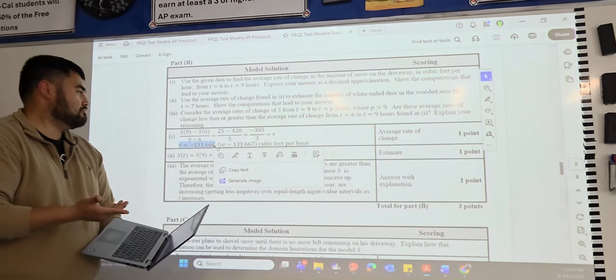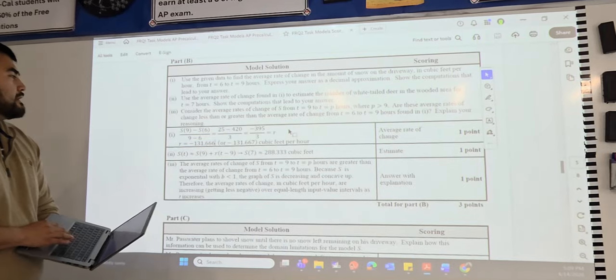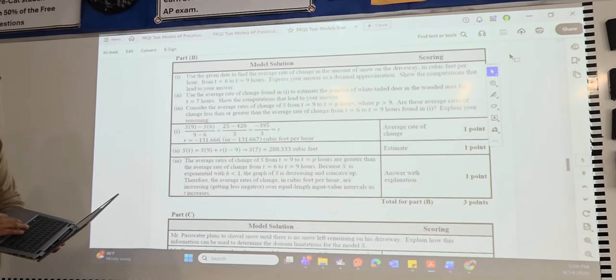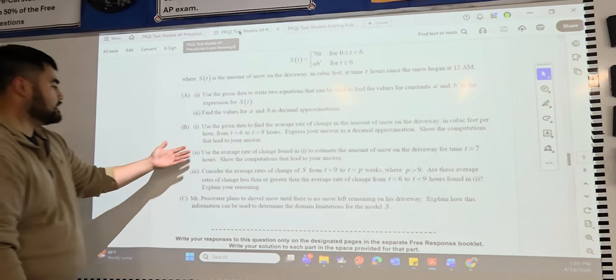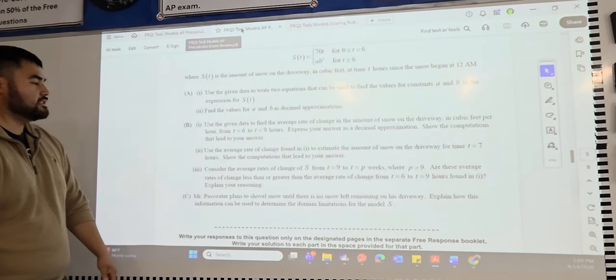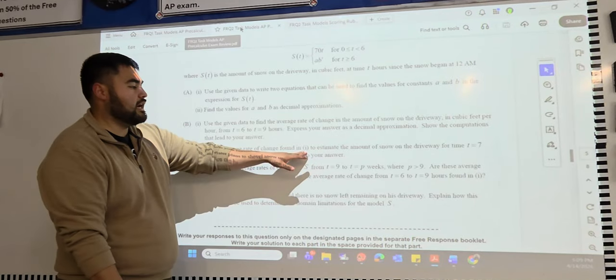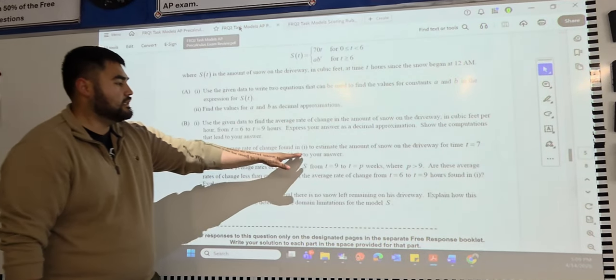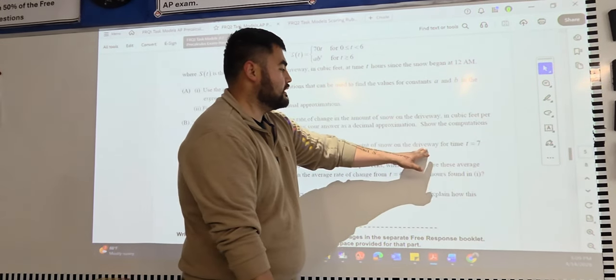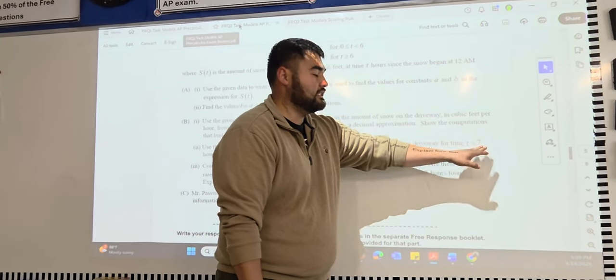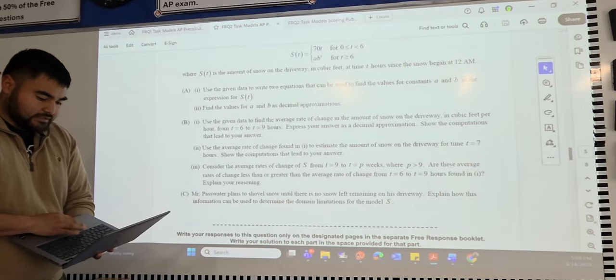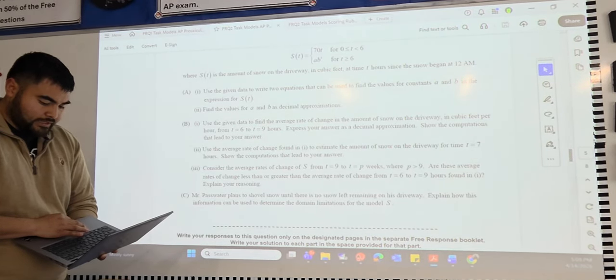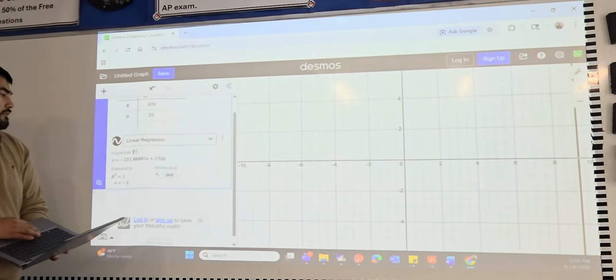Ta-da! So now, 3 points. What is it asking us for B2? In B2, it's asking to find the average rate of change found in B1 to estimate the amount of snow in the driveway for time at 7. So literally what that means is that in order for you to get another point, you go back to decimals.